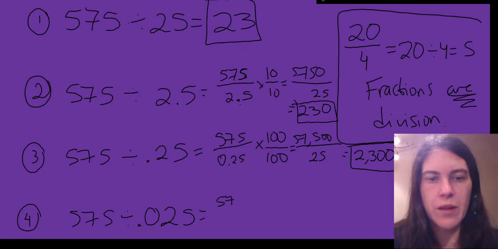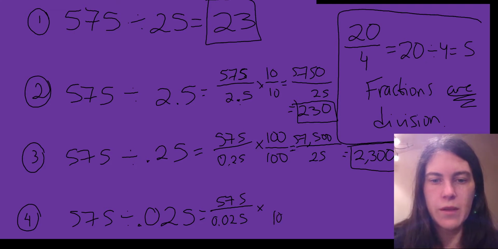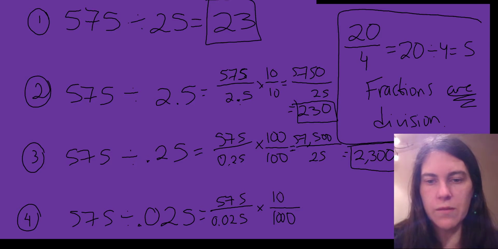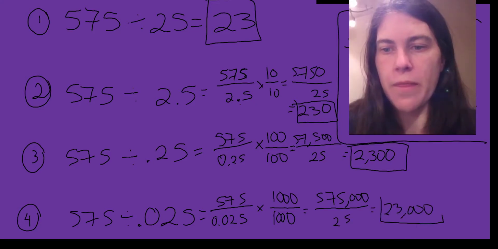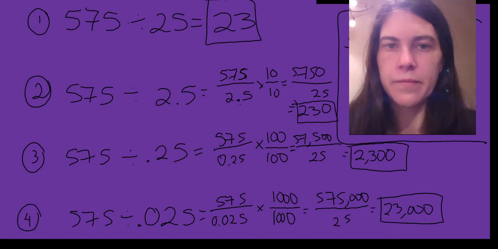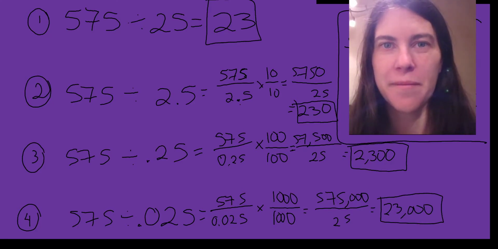Next problem, same method. 575 divided by 0.025, that is 25 thousandths. To eliminate the decimal, I can multiply 25 thousandths times 1,000, and then do the same thing with the other number. So 575,000 divided by 25. 23,000. Can you find the pattern? What's happening?